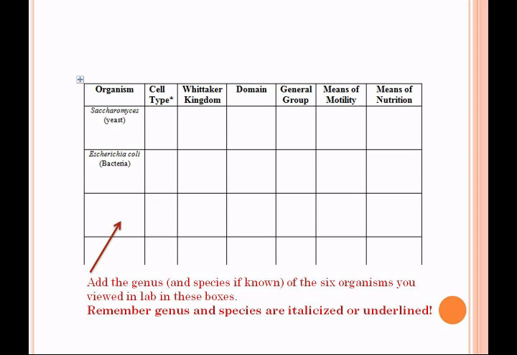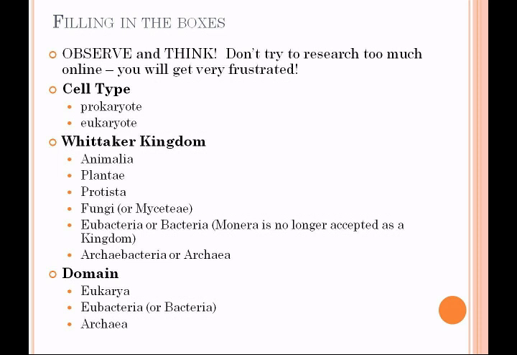After you write the 6 organisms in these boxes, you're then going to proceed filling in the rest of the boxes. First is going to be cell type. As you complete this assignment, remember back to what you did in lab and think about what you saw. Don't try to go to the internet to research this information. You're going to get very frustrated if you do. Follow this tutorial when you fill this in and ask questions if you have any.